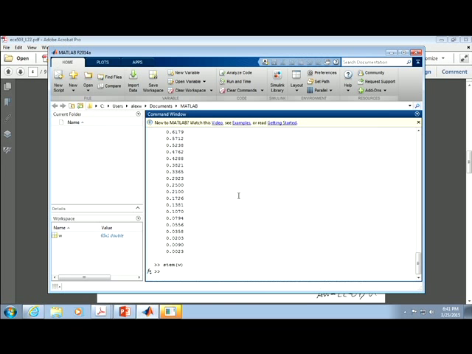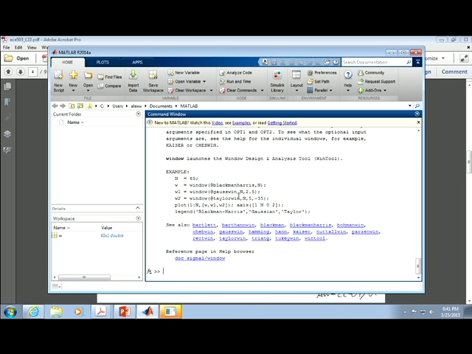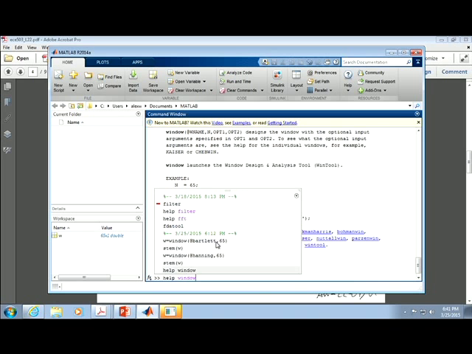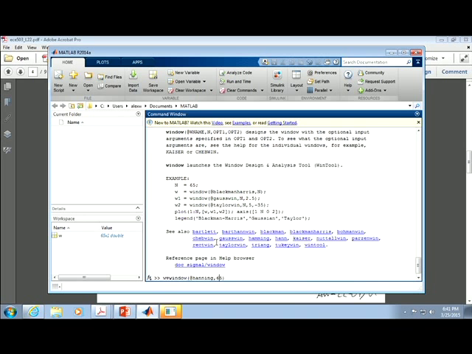So I had a little bit of fun while you guys were doing your quiz. Usually when I'm in MATLAB, I do help window, and it tells you about a variety of different ones. So you have rectangular window. Where is it? Rectwin. Okay. Let's say 65, a width of 65 samples, and I do rectwin.